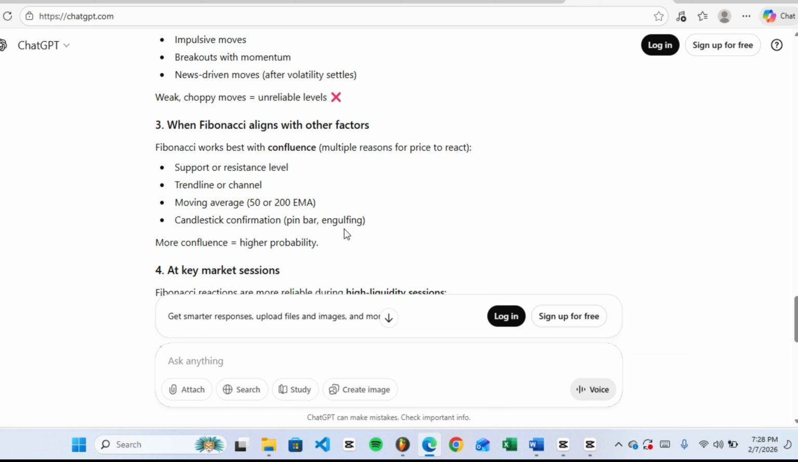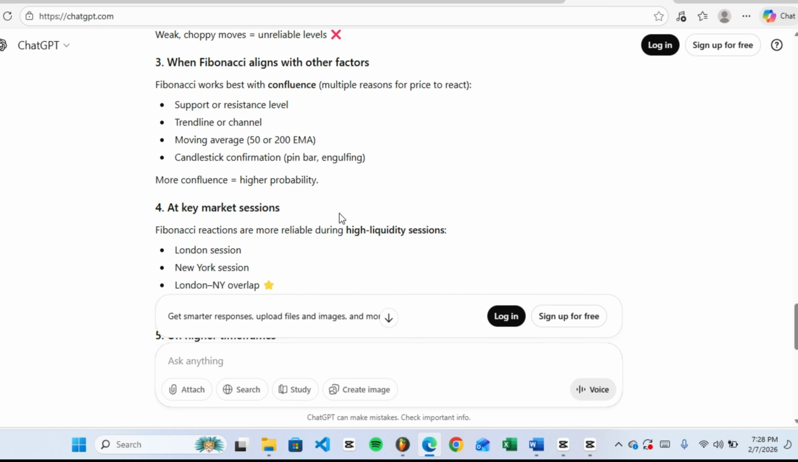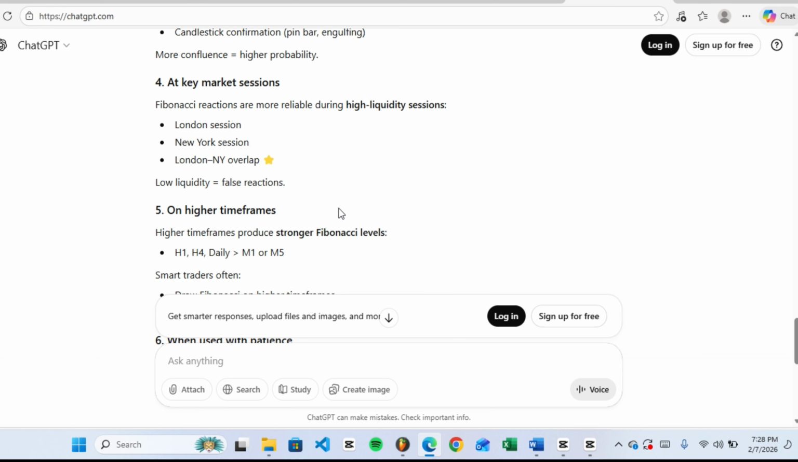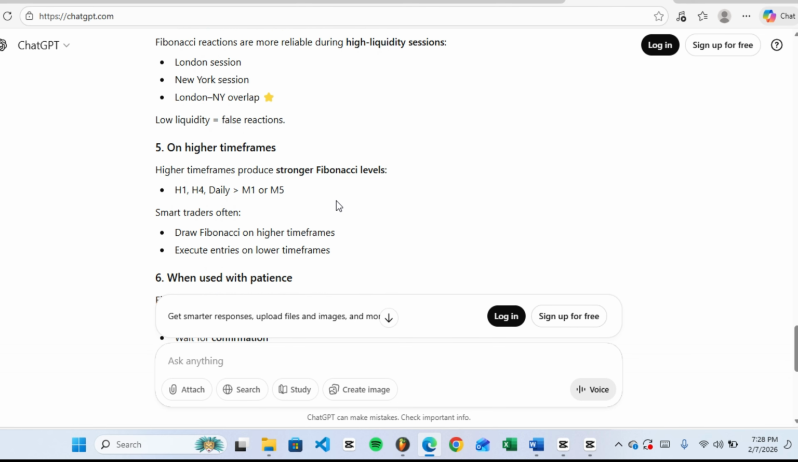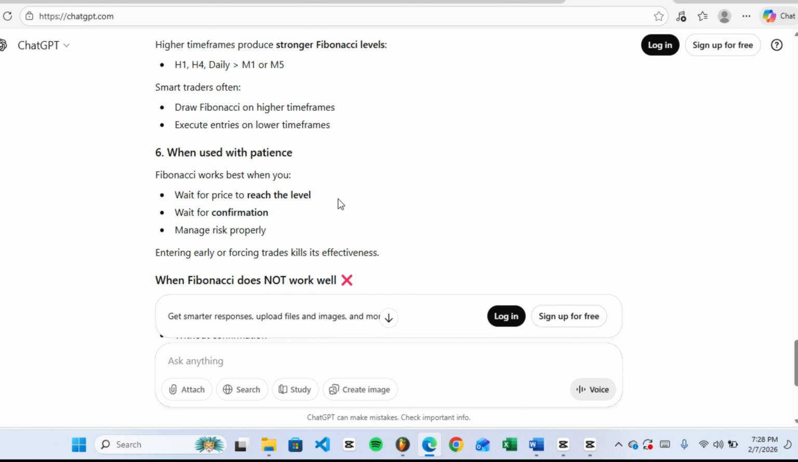Actually, Fibonacci can work with many different things, not just one thing. You can put the Fibonacci on your chart and then see your ICT, SMC, and all of that kind of confluences at key market sections too. If you are a day trader, then maybe we see Fibonacci at the support and resistance on the key market section, and you will be very confident in entering the trade on a higher time frame, when used with patience.